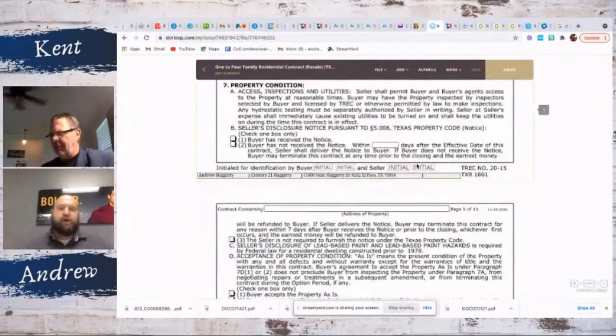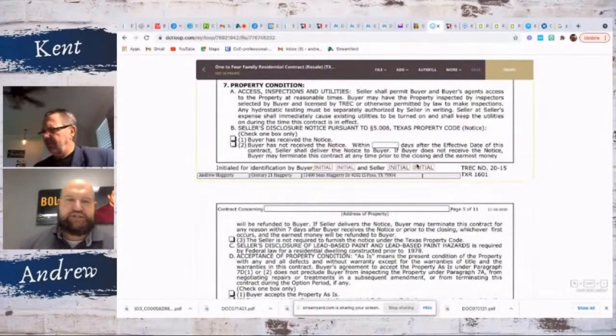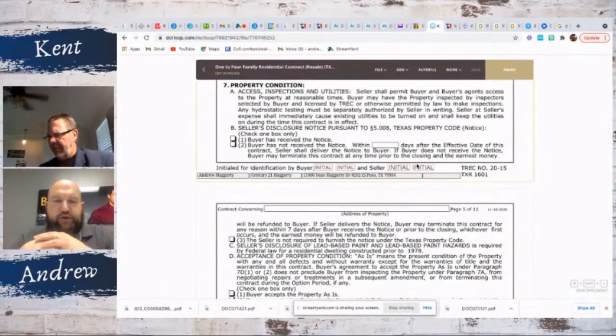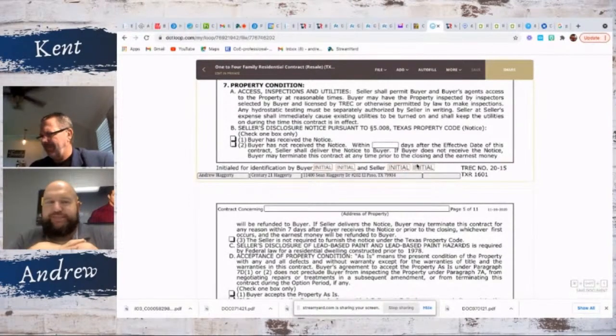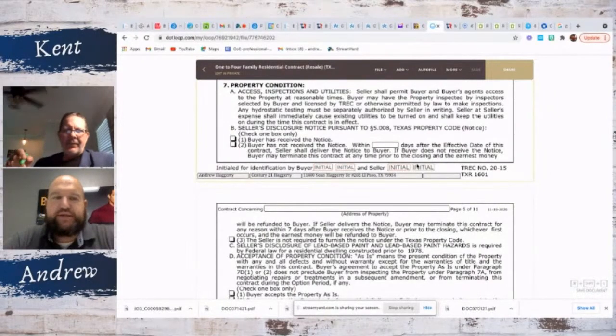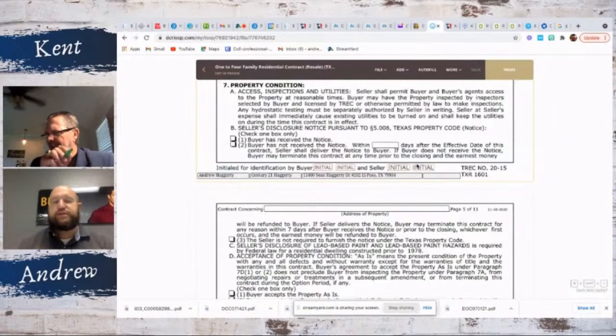Absolutely. Because, guys, paragraph 7 is definitely one of those where you're going to see more and more things. Paragraph 7 is going over things that are extremely important. Seller shall permit buyer and buyer's agent access to the property at reasonable times. Buyer may have the property inspected by inspectors selected by buyer and licensed by TREC or otherwise permitted by law to make inspections. Any hydrostatic testing must be separately authorized by seller in writing, and seller at seller's expense shall immediately cause existing utilities to be turned on and shall keep the utilities on during the time this contract is in effect.